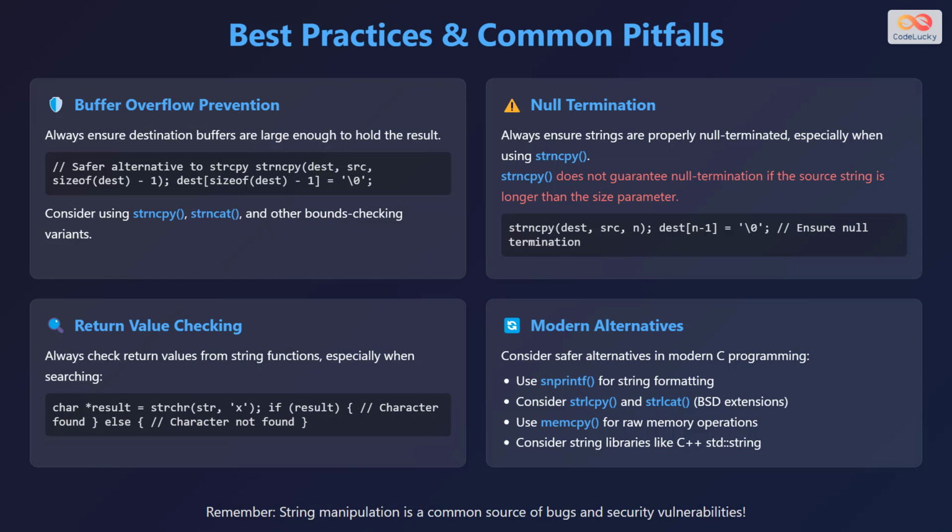Always ensure strings are properly null terminated, especially when using strncpy, as it does not guarantee null termination if the source string is longer than the size parameter. Always check return values from string functions, especially when searching for characters or substrings. In modern C programming, consider safer alternatives like snprintf for string formatting, strlcpy and strlcat, which are BSD extensions, memcpy for raw memory operations, and string libraries like the C++ standard string. Remember that string manipulation is a common source of bugs and security vulnerabilities.